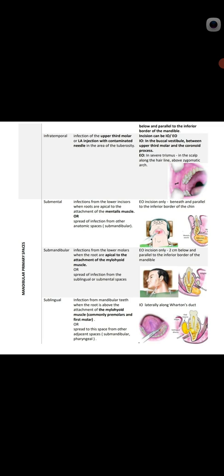Now come to the sublingual. Infection from mandibular teeth, commonly premolar and molar, when the root is above the attachment of the mylohyoid muscle, or spread to this space from other adjacent spaces like submandibular and pharyngeal. The incision is intraoral, laterally along the Wharton duct.